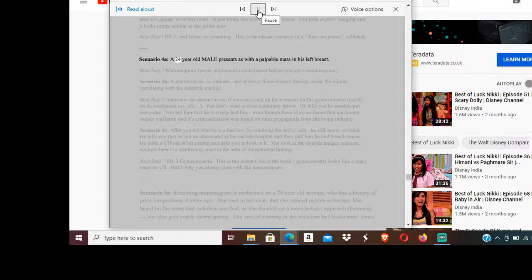Scenario 4A, a 24-year-old male presents with a palpable mass in his left breast. Next step. Mammogram, never ultrasound a male breast before you get a mammogram. Scenario 4B, a mammogram is obtained and shows a flame-shaped density under the nipple, correlating with the palpable marker. Next step. Interview the patient to see if you can come up with a reason for his gynecomastia, psych meds, marijuana use, etc. You don't want to miss a pituitary tumor.